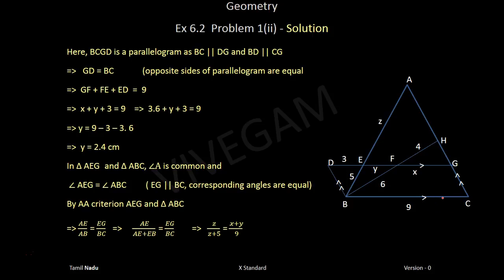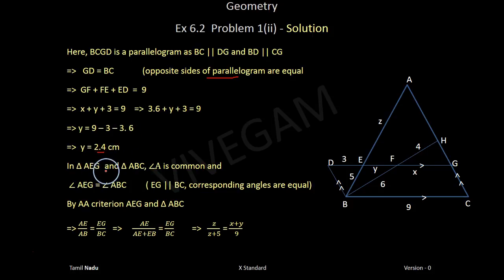So in a parallelogram, opposite sides are equal. This is the important point which you'll have to use. So GD equals BC. Now what is GD? That is X plus Y plus 3 equal to 9. So X is 3.6, plus Y plus 3 equal to 9, or Y will be equal to 9 minus 3 minus 3.6. Y will be equal to 2.4 centimeter.